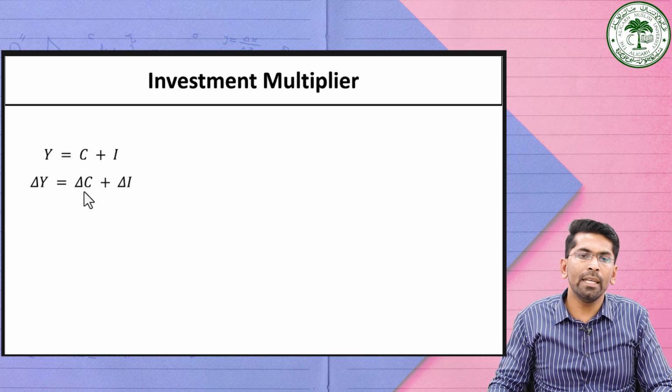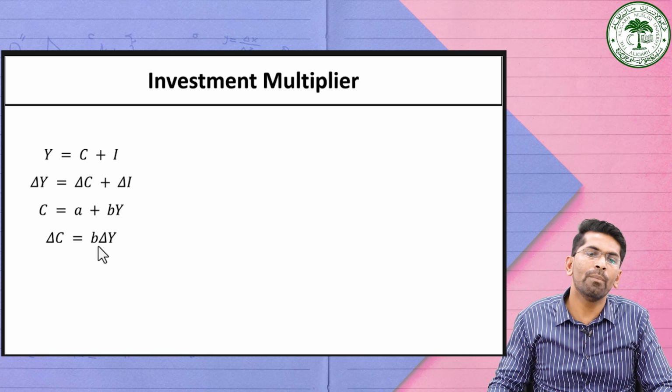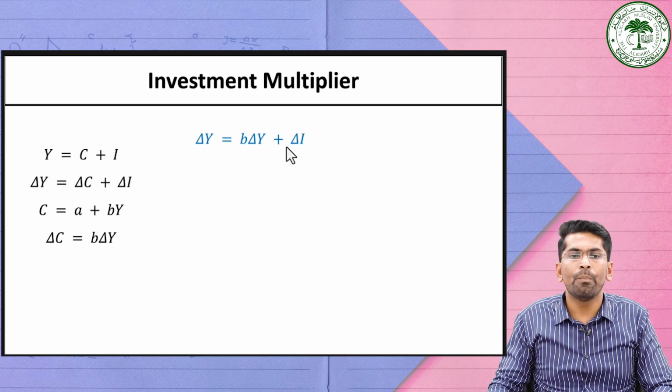What is C? C is equal to a plus bY, which is already explained. If you take delta C, then delta C will become, see, the constant term will become 0, then it is b into delta Y. What is it showing? The change in consumption is a function of delta Y multiplied by the marginal propensity to consume. So we are going to substitute delta C in this particular equation. So delta Y is equal to delta C plus delta I. So instead of delta C, I am substituting b into delta Y plus delta I.